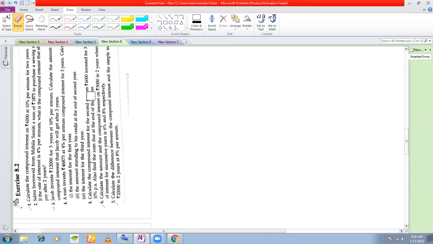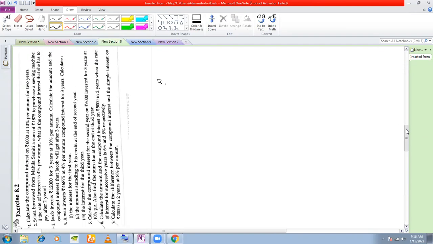The next problem which I want to do is number 3. Number 3, the problem states: Jacob invests rupees 12,000 for 3 years at 10% per annum. Calculate the amount and the compound interest that Jacob will get after 3 years. So the investment is for 3 years. So for each year, you will have to calculate the interest, okay? Because you're using the simple interest formula.